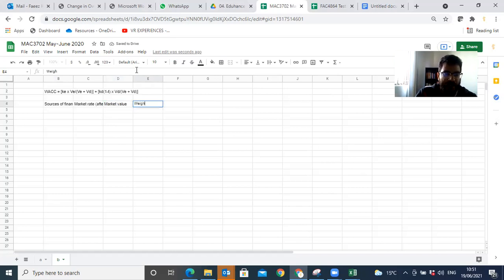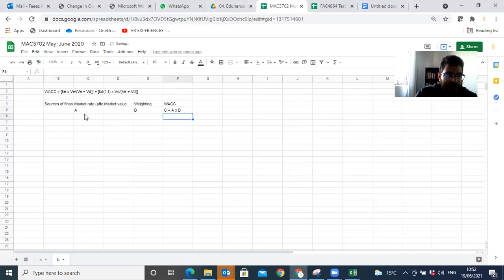So now we determine the weighting, and now we have source of finance, which is one of the components. Market rate is another component, and weighting is the other component. So that's the three components we need to determine WACC. Remember, A times B equals WACC. So WACC is basically A times B.